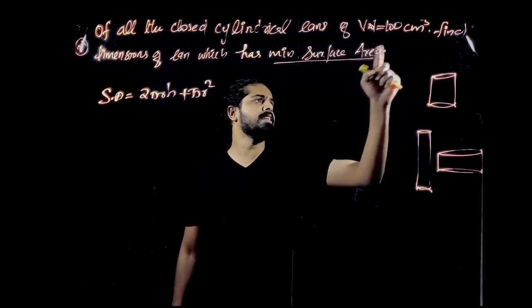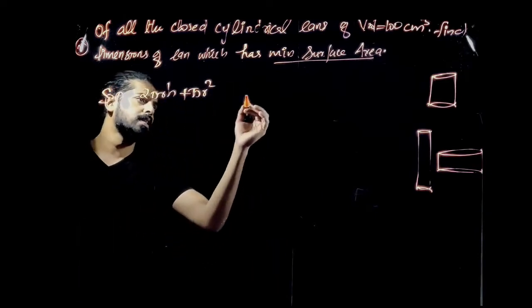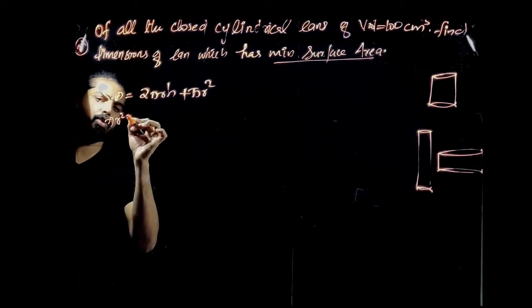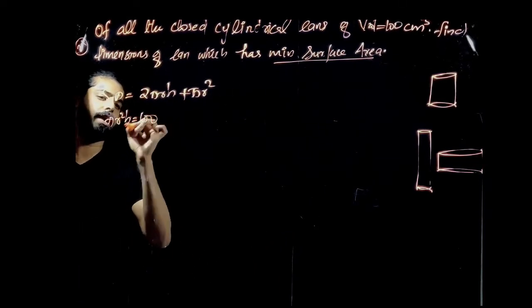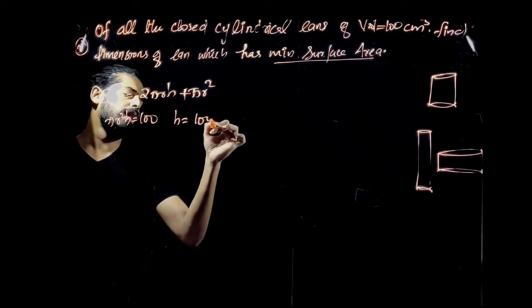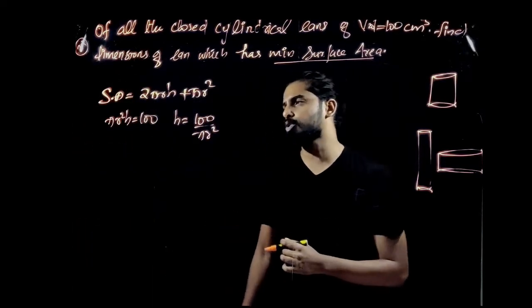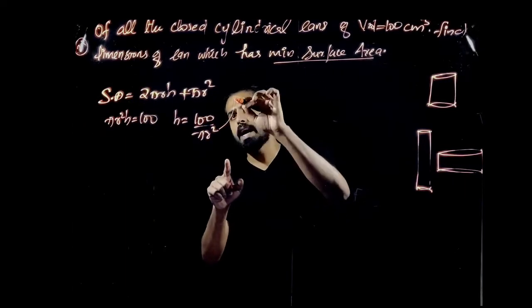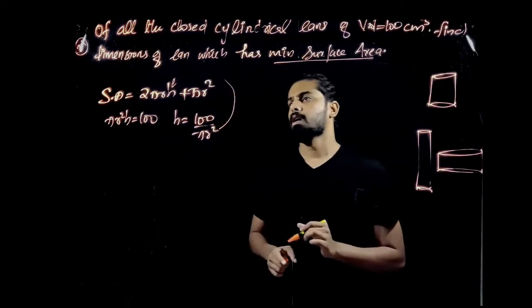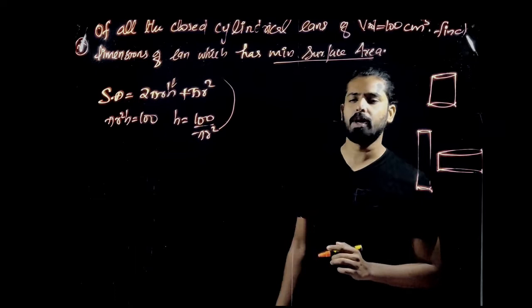See, it is given that the volume is 100 centimeter cube. That means the volume, pi r square h, is equal to 100. From here you can find h is equal to 100 by pi r square. So h is equal to 100 by pi r square. Now we can substitute this h over here. Then that equation will become in terms of radius only.